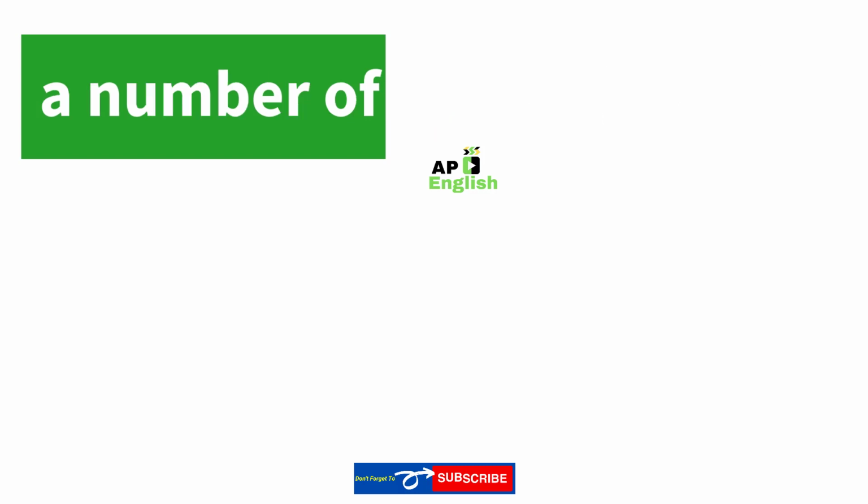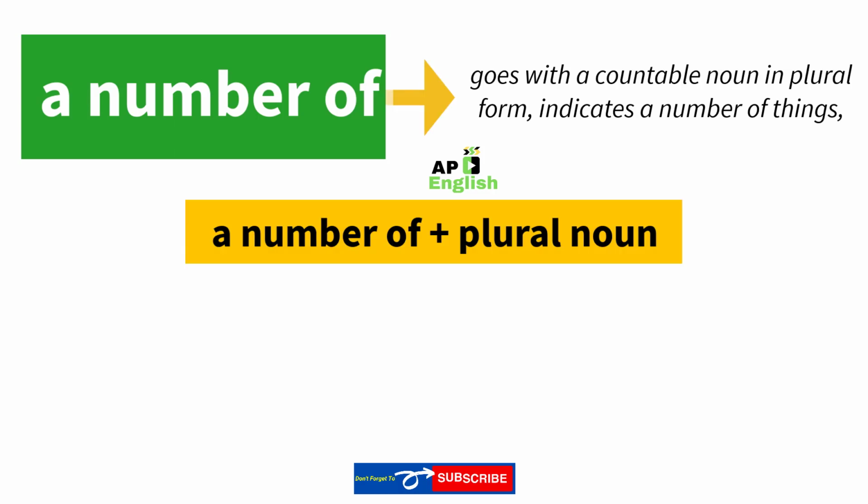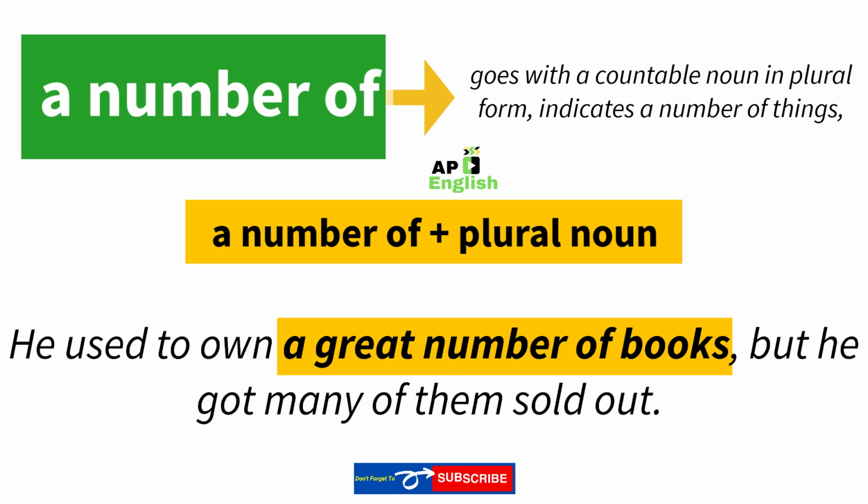A number of. A number of goes with a plural countable noun, indicates a number of things. Example: he used to own a great number of books, but he got many of them sold out.